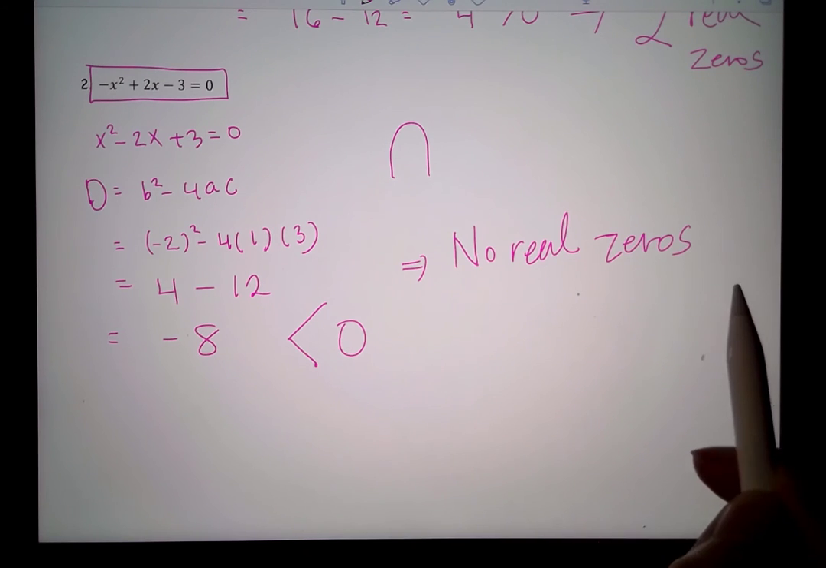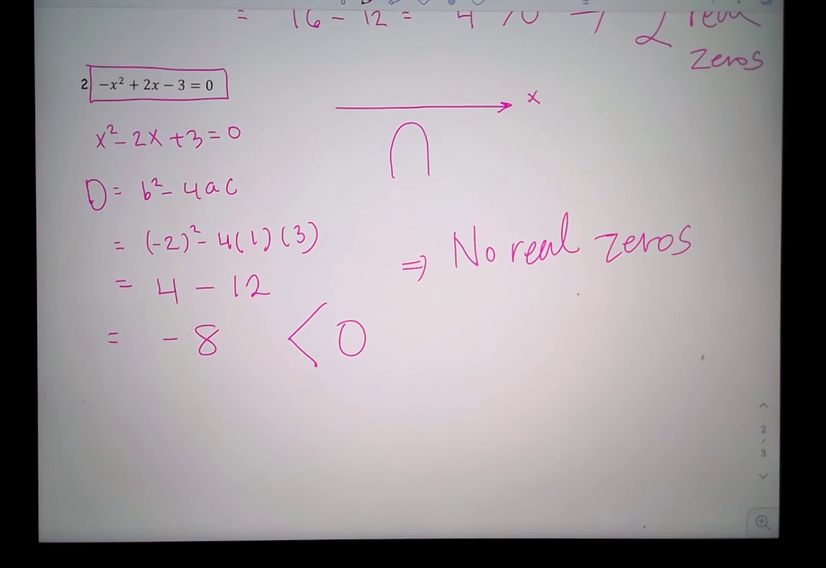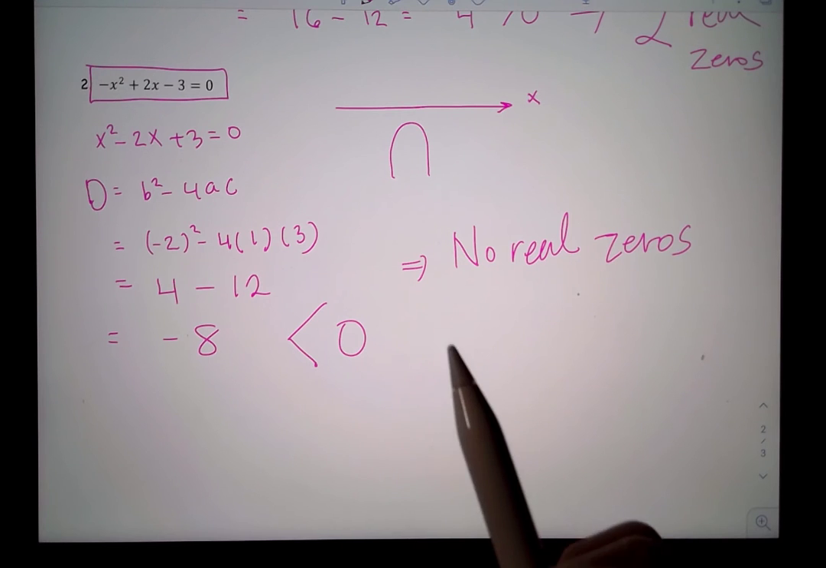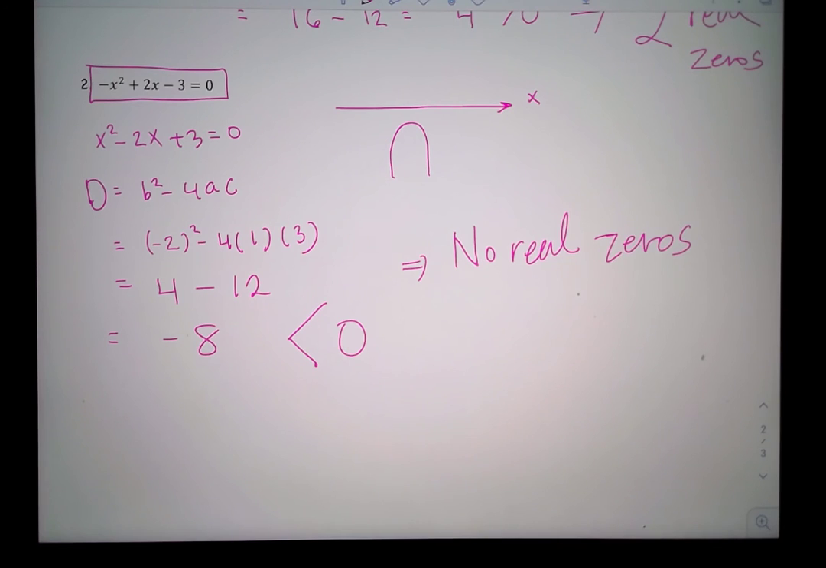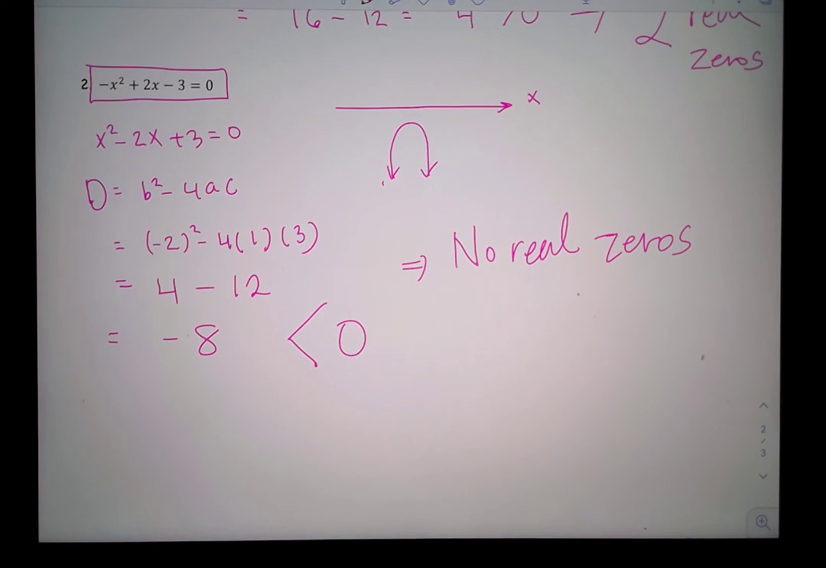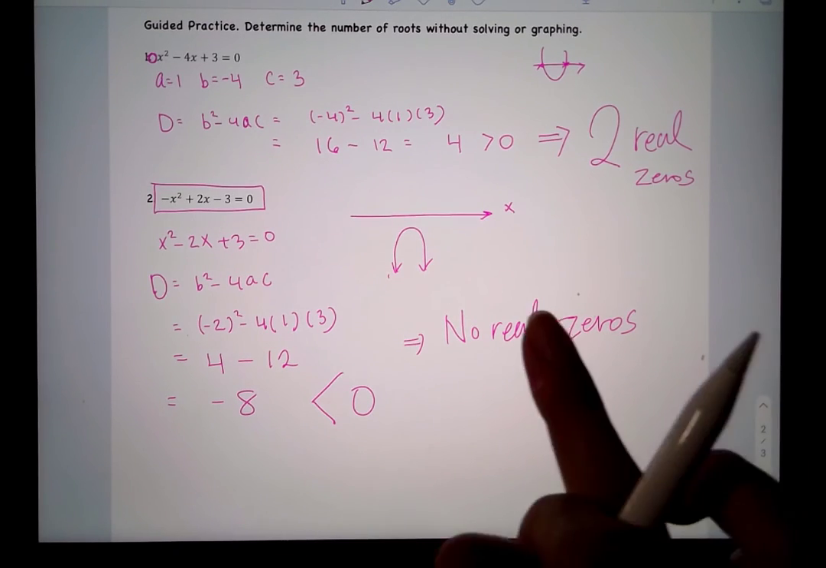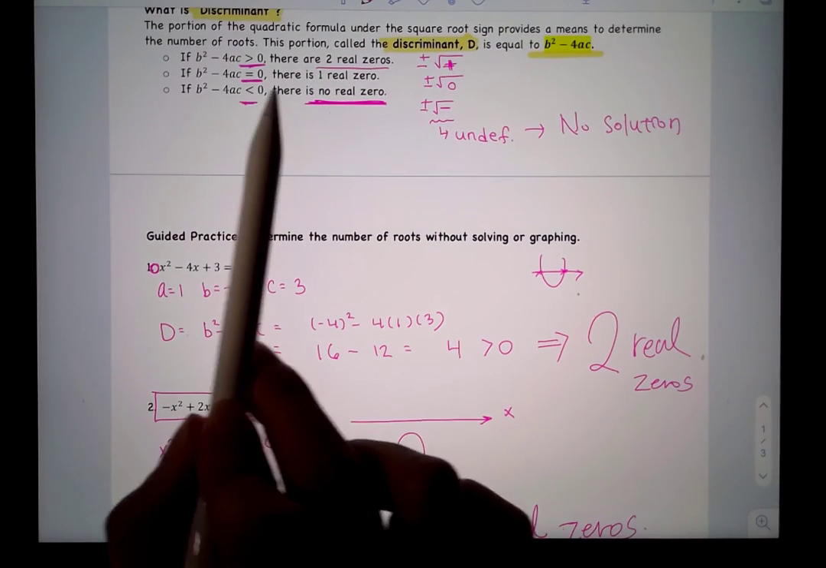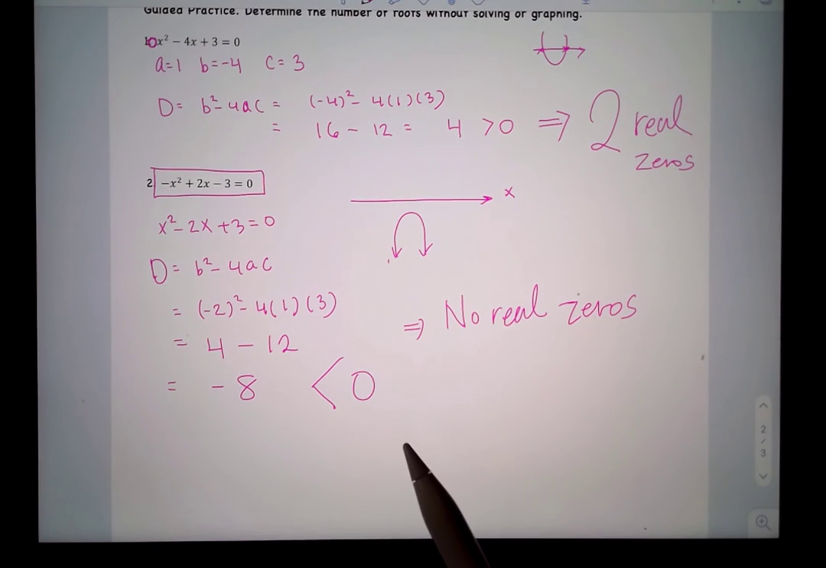That means there are no x-intercepts, so I can just draw my x-axis like that. The graph opens down, and it's under the x-axis like that. And the graph goes like this. That's it, guys. In this guided practice, we don't have a case where D is equal to 0. But sometimes you get 0 for D, then you just say one solution. That's it.